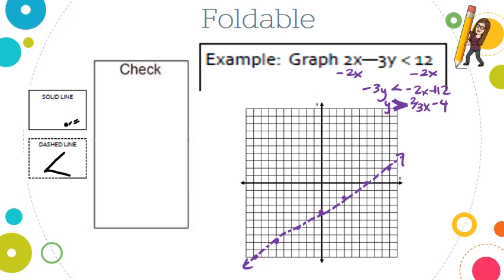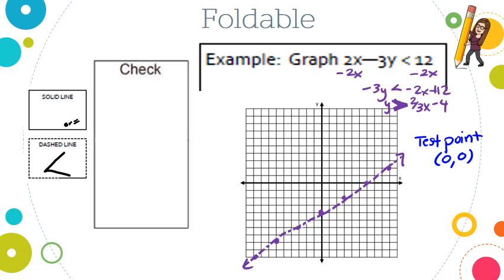Now for shading. For shading, there are different ways to go about the shading. I choose to use a test point. Okay, so for a test point, I typically, if I can, use the origin of 0, 0. Meaning I need to pick a point on one or the other side of the line. If 0, 0 is on the line, I can't use it. So in that rare occasion where my line goes through the origin, I need to pick a different test point.